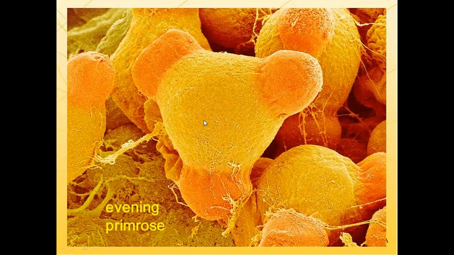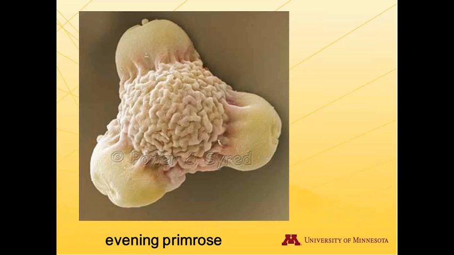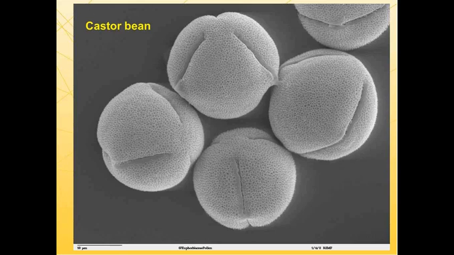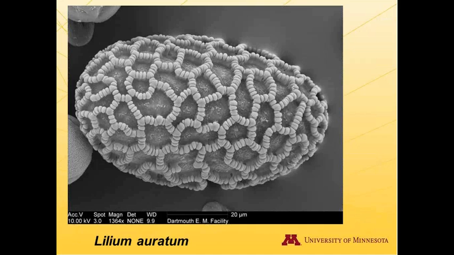The evening primrose seems to look different in different photographs. It's still this triangular type thing, but sometimes it seems to have a different texture. So they're pretty wild looking things, these pollen grains. Here's the castor bean, and then these bizarre surface structures on lily pollen grains.